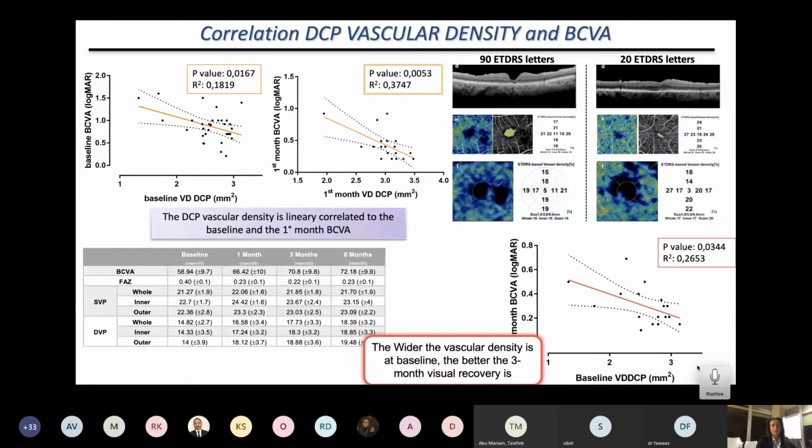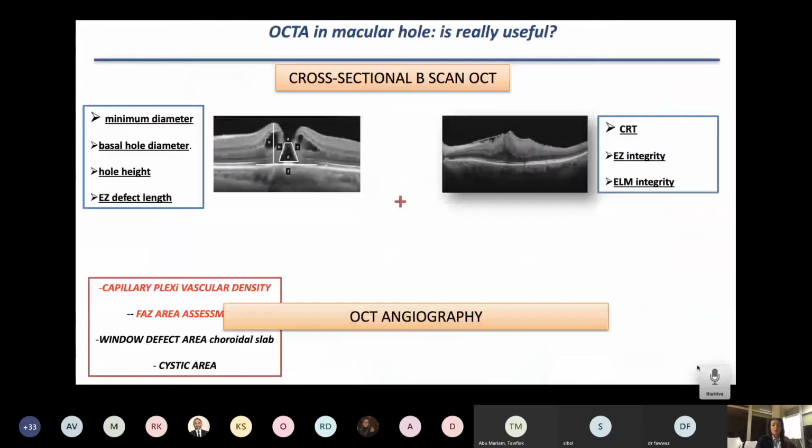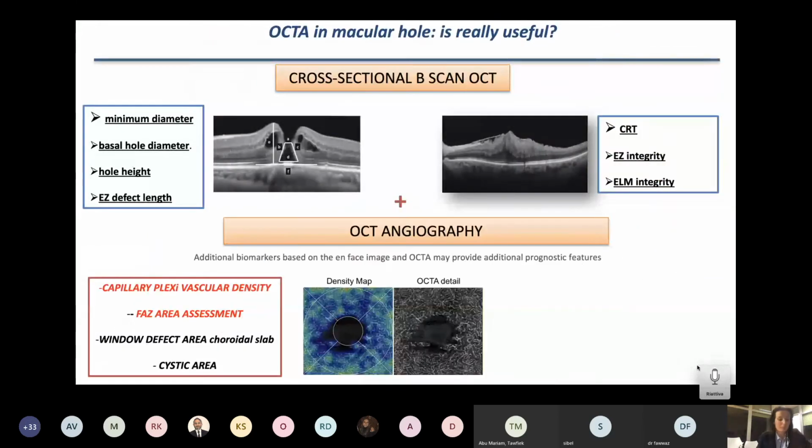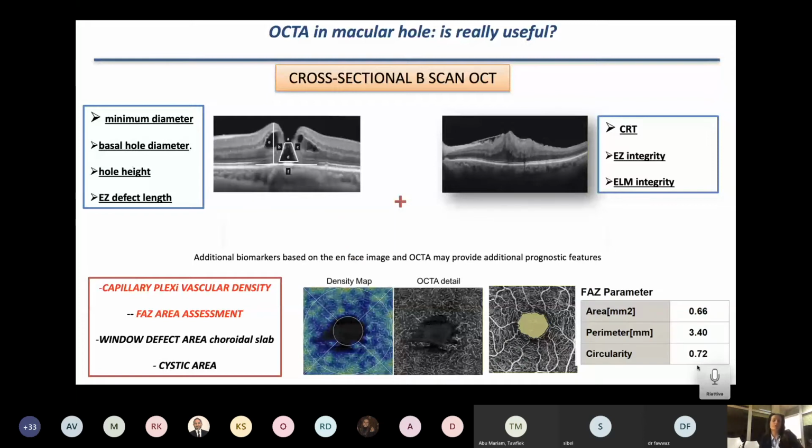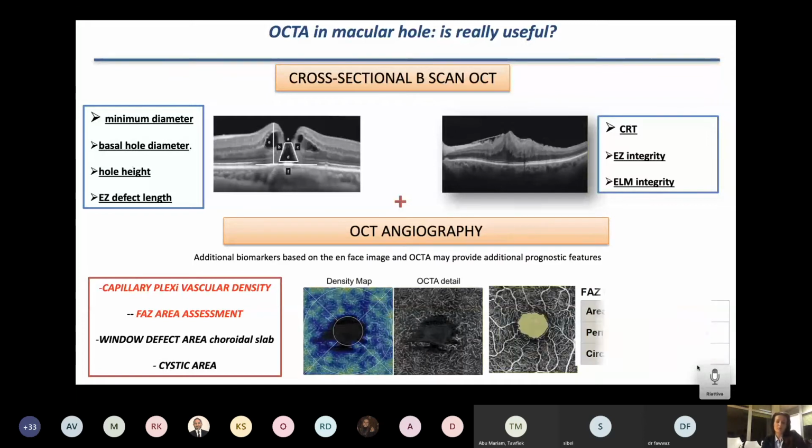Using OCTA, we found that the deep capillary plexus vessel density was the most important parameter associated with the visual recovery. In other words, the wider the vascular density is at baseline, the better the third month visual recovery is. So, what is the role for OCTA in vitreoretinal interface surgery? Can we do without it?